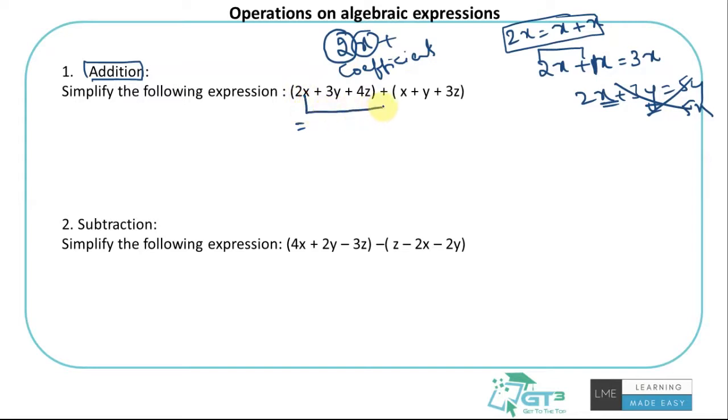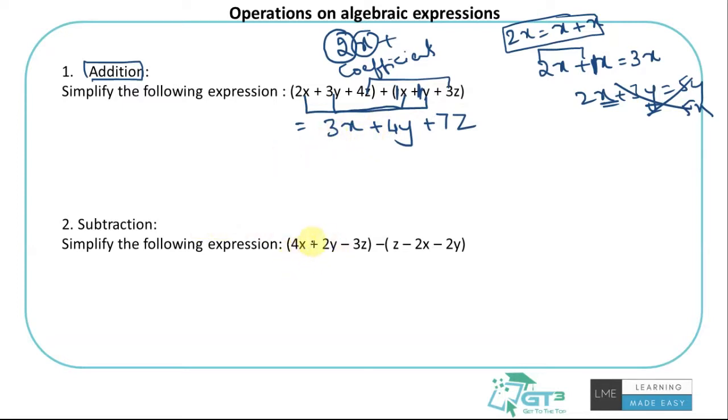So I'll add 2x and x. So 2x plus x is 3x. As I said, x means 1x, y means 1y. 3y plus 1y, that is 4y. 4z plus 3z is 7z. Right, that's how we add it.